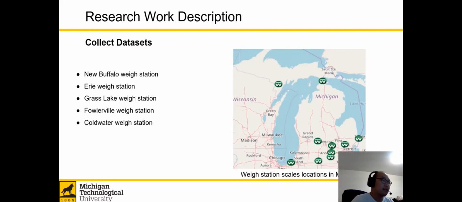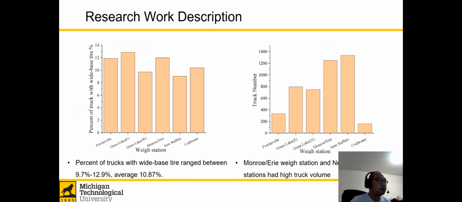So we check the traffic volume map in Michigan and the weigh station distribution map in Michigan. We finally select the top 5 weigh stations by traffic volume: New Buffalo, Erie, Grass Lake, Blue Valley, and Coldwater weigh stations. And we take the GoPro there, take the videos, and get the data. And this is the summary data we get.